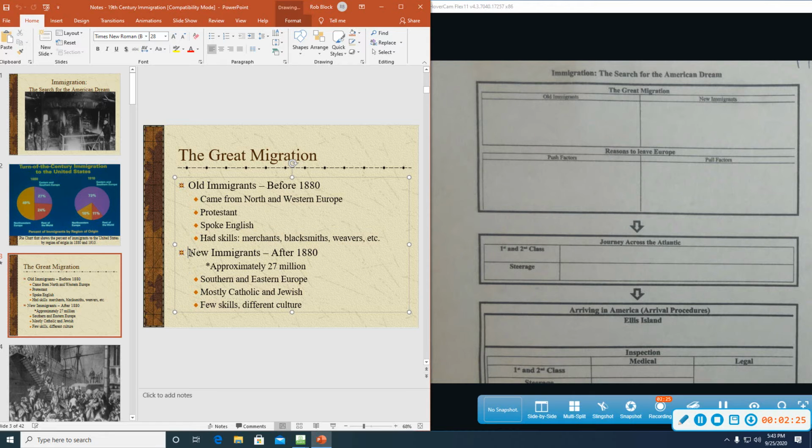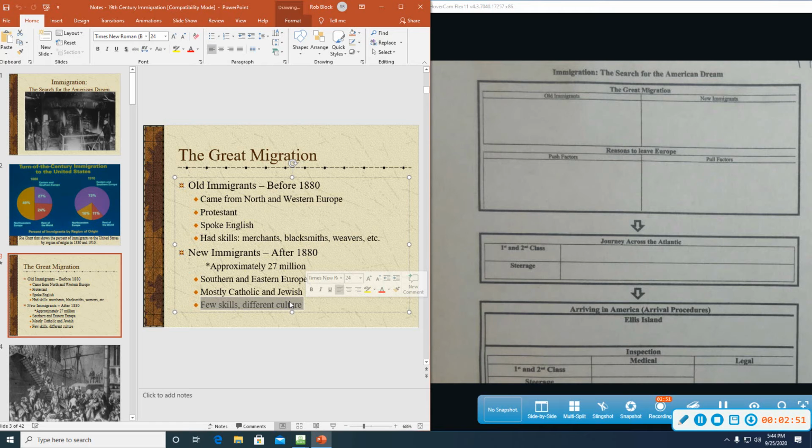All right. New immigrants that came in after 1880, that's what that 73% shows. Approximately 27 million people came from Southern and Eastern Europe. They were mostly Catholic and Jewish, few skills, didn't speak English, and they were different cultures. So that's going to create some tension between the old and the new immigrants based on the word nativism. Okay, so go ahead and pause the video and put this information in old and new immigrants.